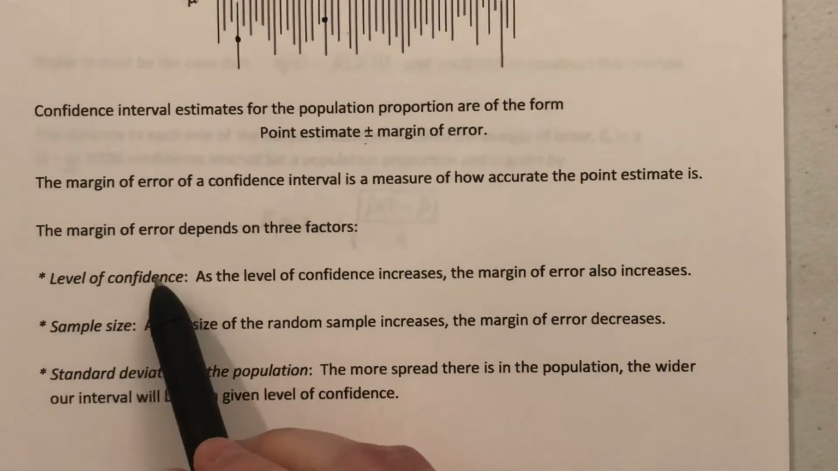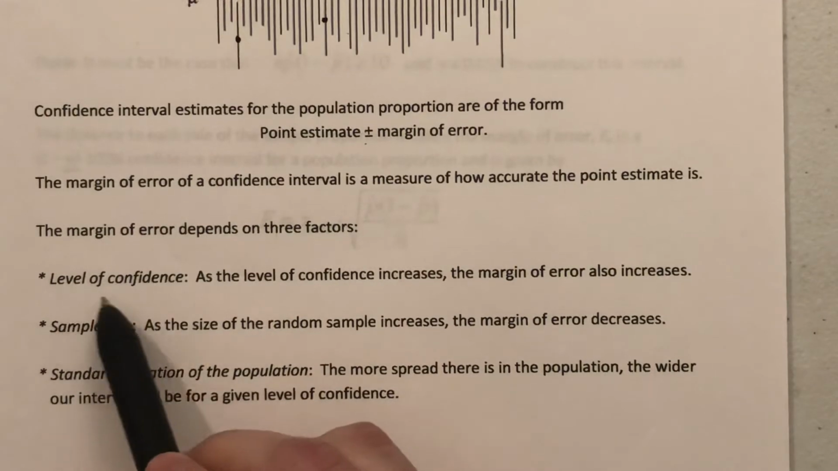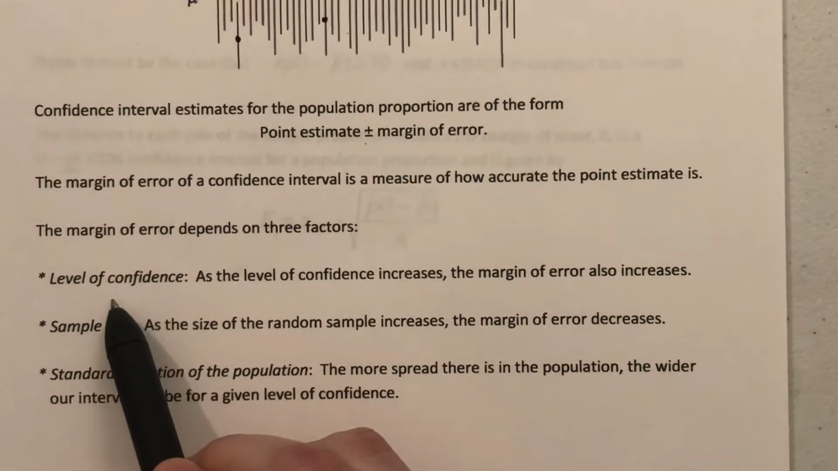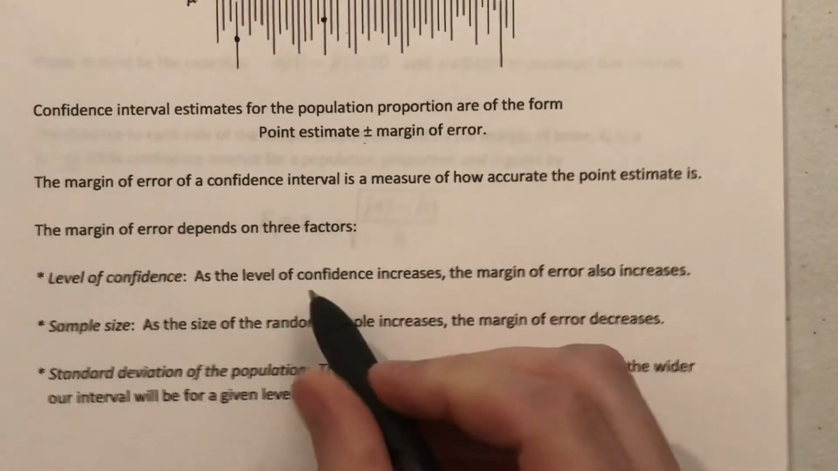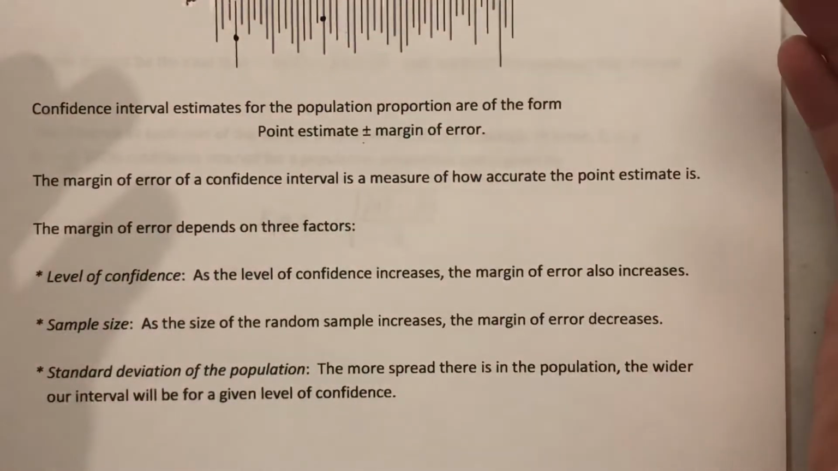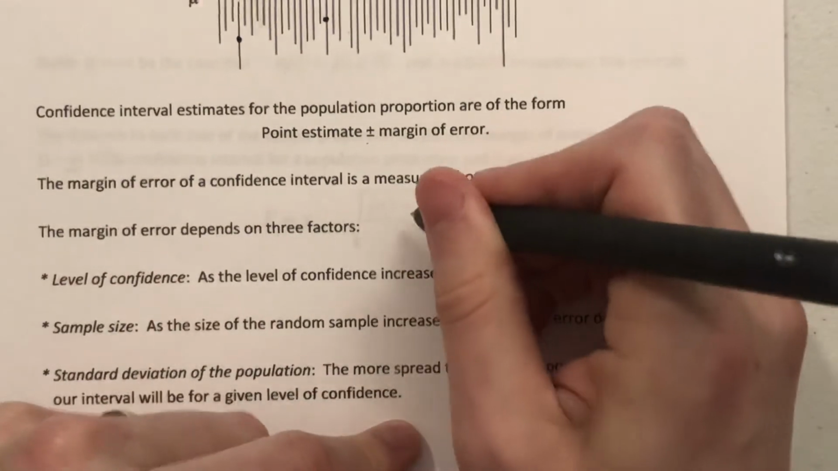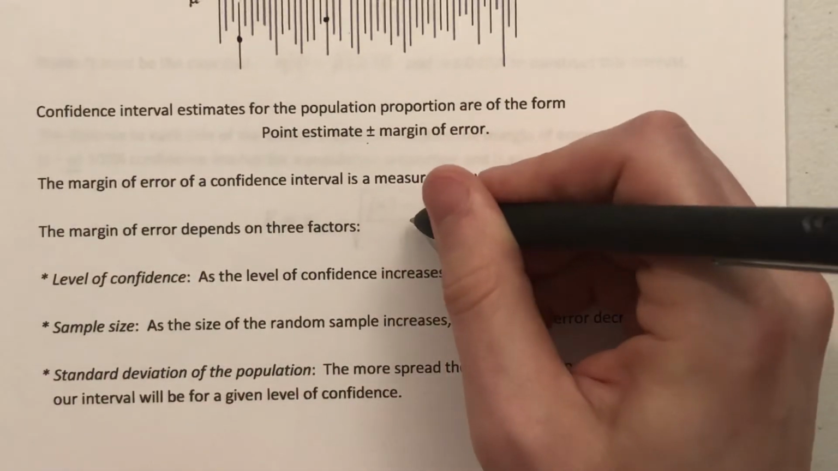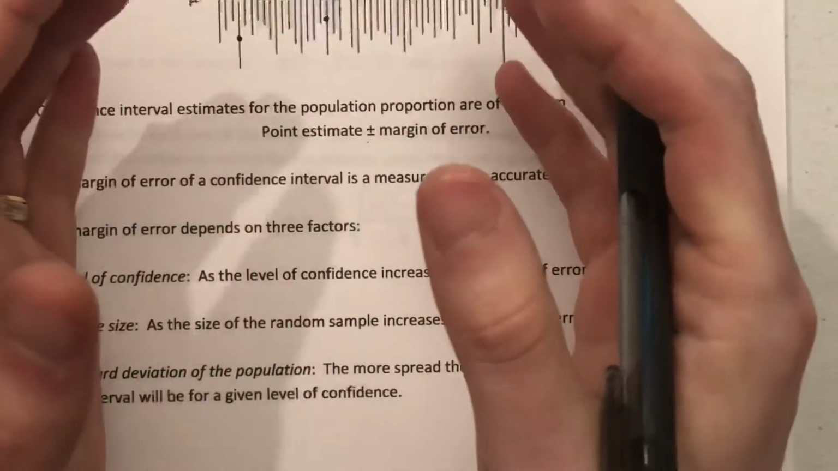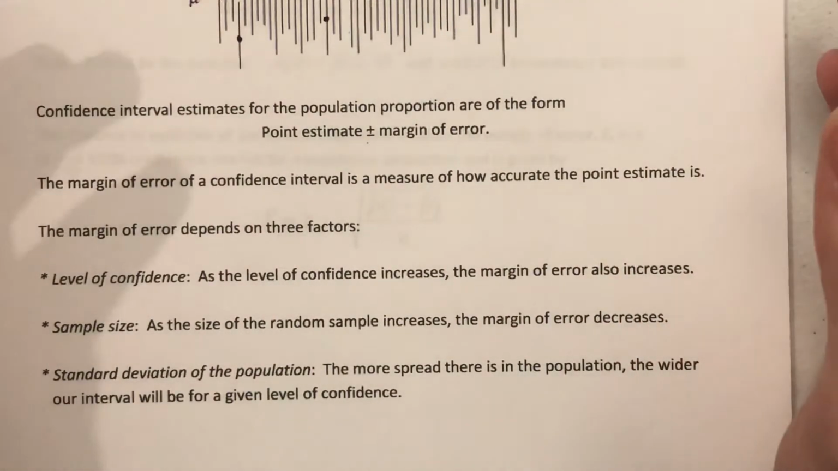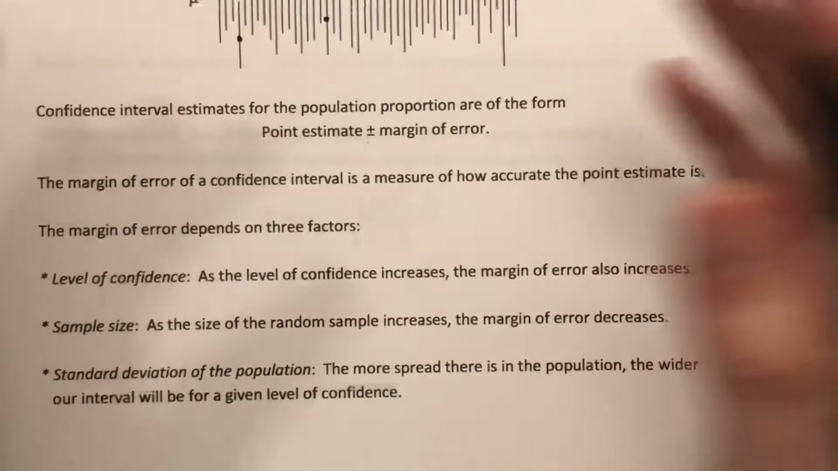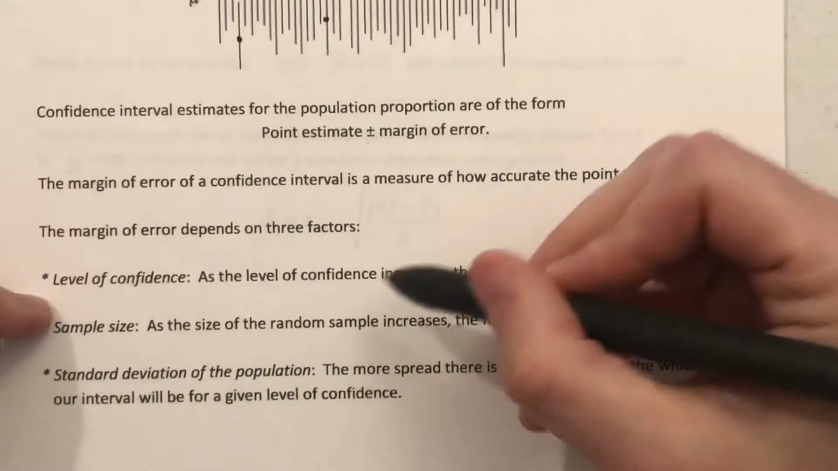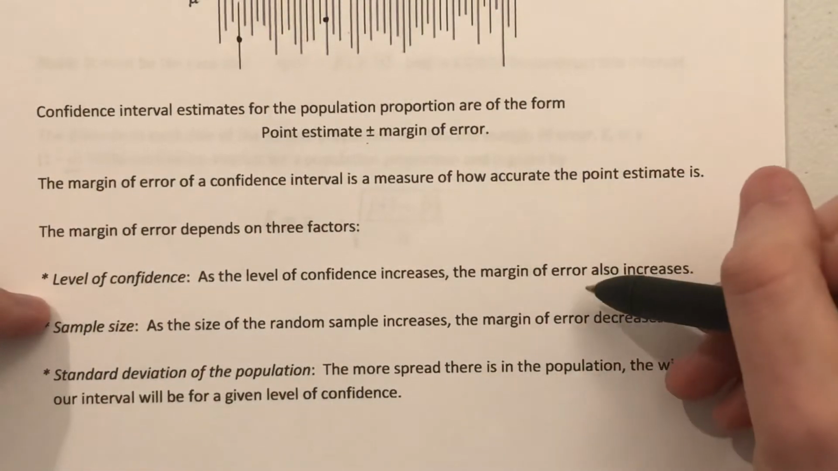So, level of confidence. Like I mentioned, if you want to be more confident in your interval, then you're going to have to increase your margin of error, right? To be more confident means you want to include more numbers. So there's your point estimate, that single number, that dot. And you start allowing yourself to look at more and more values. Well, you can be more and more confident that the population proportion's somewhere in there. So raising the level of confidence increases the margin of error.